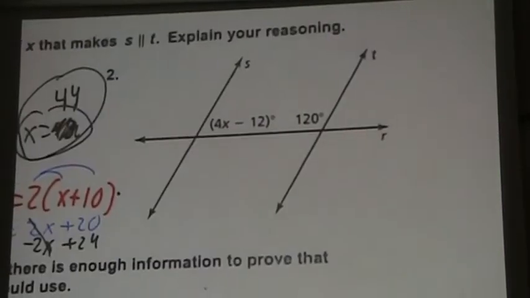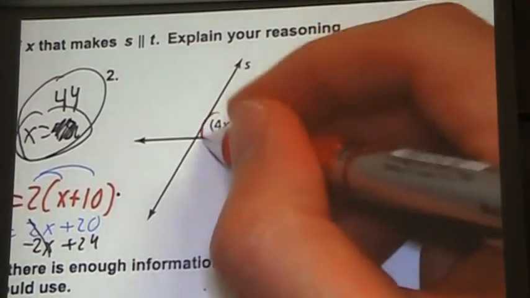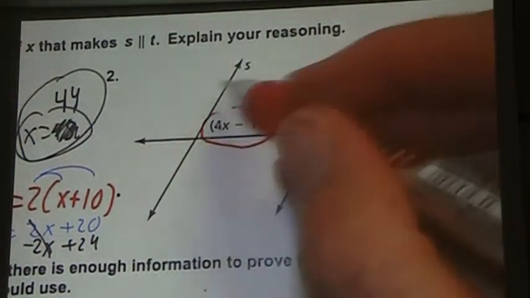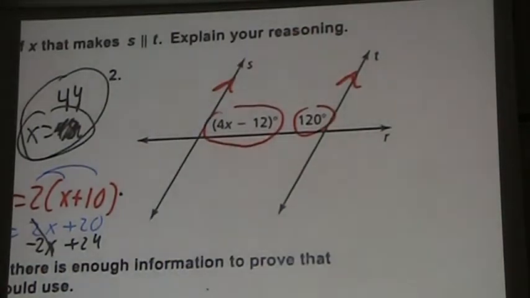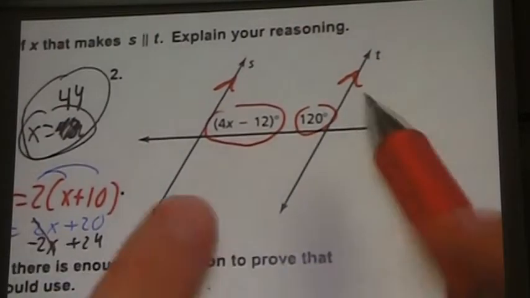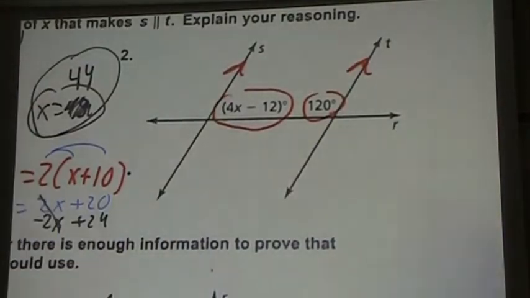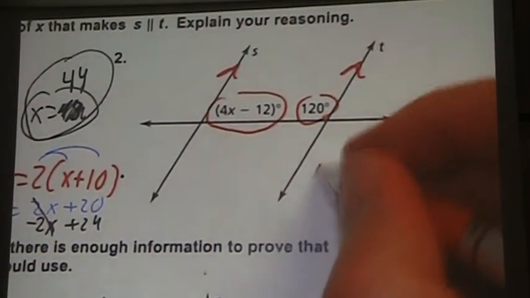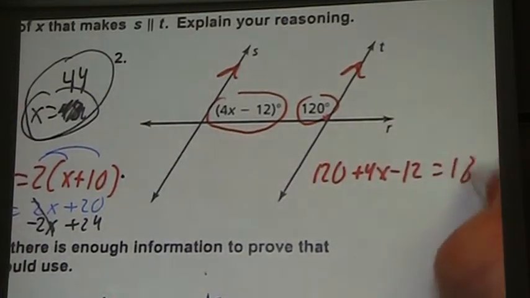Number 2, you say, okay, what kind of angles are these? They are both inside your lines that are supposed to be parallel, and they're on the same side of the transversal, so you're looking at consecutive interiors. Consecutive interiors, if you look at your notes, are supplementary. And again, this is an obtuse, this is an acute, so it's supposed to be supplementary. So we can go 120 plus 4x minus 12 equals 180.